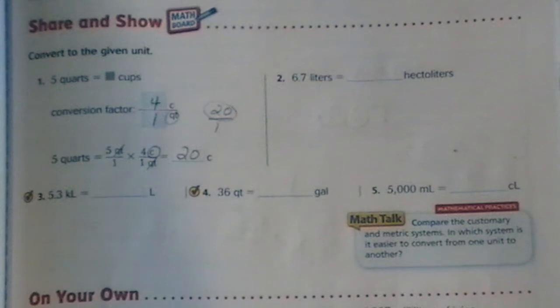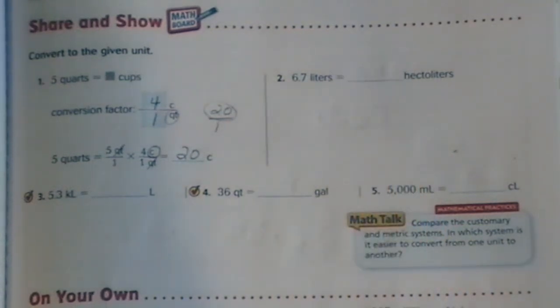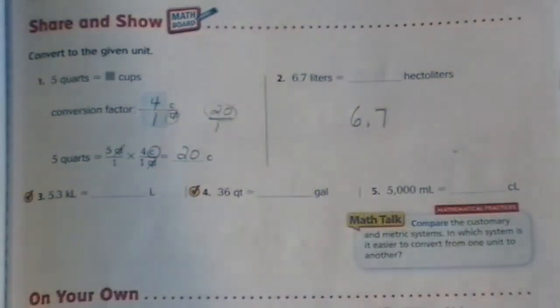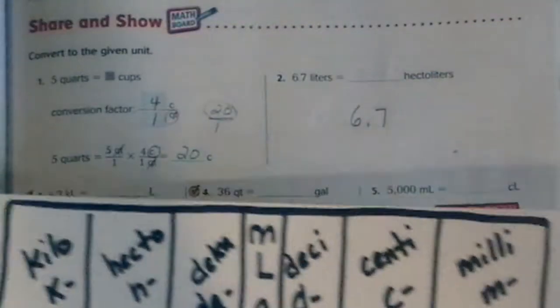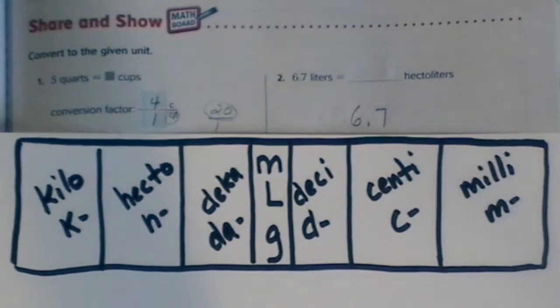All right, let's look at number 2. Number 2 says 6.7 liters equals blank hectoliters. So the first thing I'm going to do is rewrite my number, 6.7, and I also recognize that this was a metric problem. So I'm going to take my chart and I'm going to look at it. I need to go from liters to hectoliters. Well, here's liters, and I need to get here to hectoliters. So I'm going to move 2 places to the left.